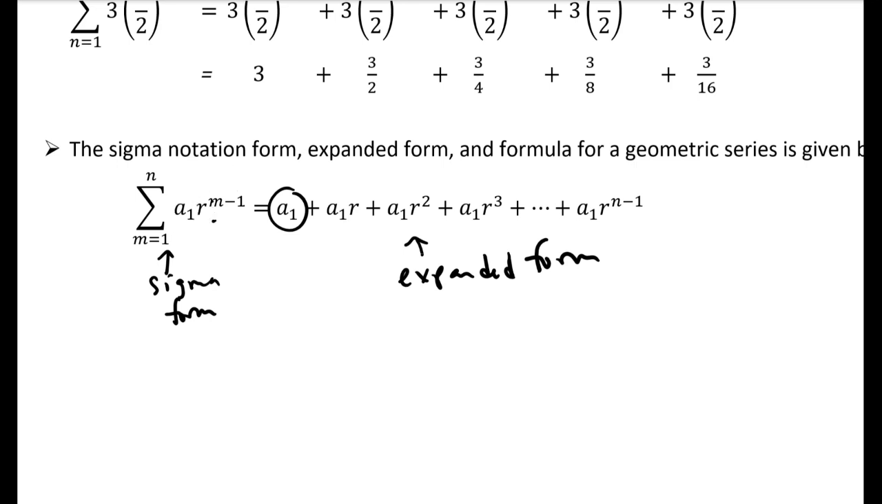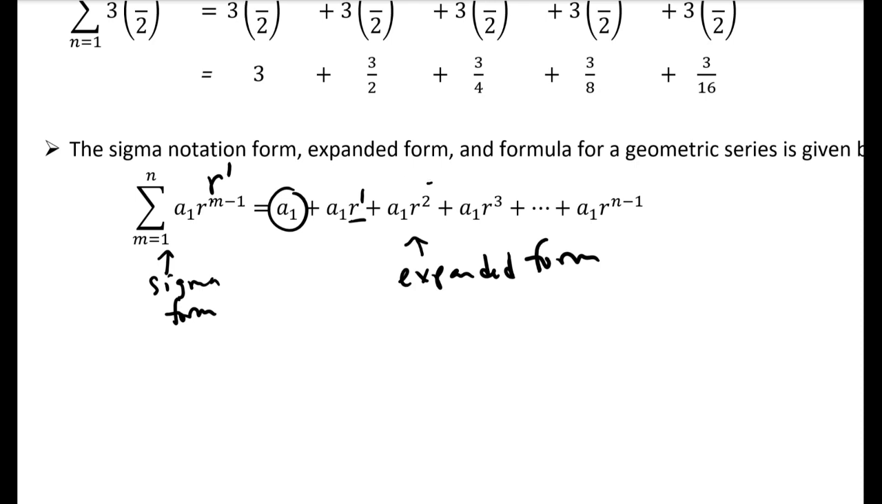Next, you're going to plug in n equals 2. So now we get r to the 2 minus 1. Well, 2 minus 1 is 1. So we get r to the 1 power, which is this right here. And then if you plug in 3, you're going to get r squared. So this is when n equals 3. This is when n equals 4, because we take away 1, and so on. So that's how we get the expanded form from the sigma form.